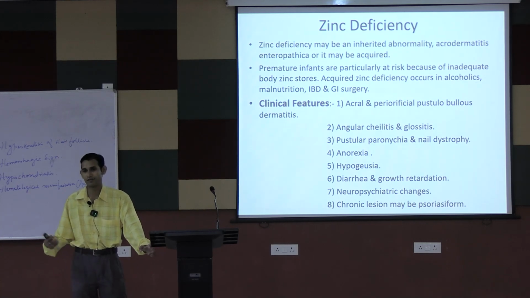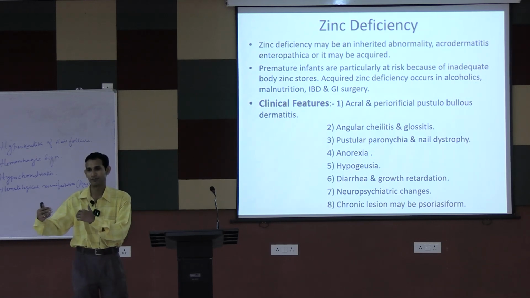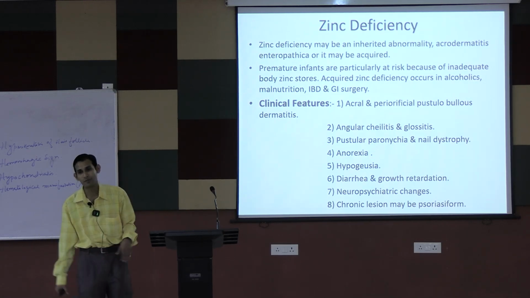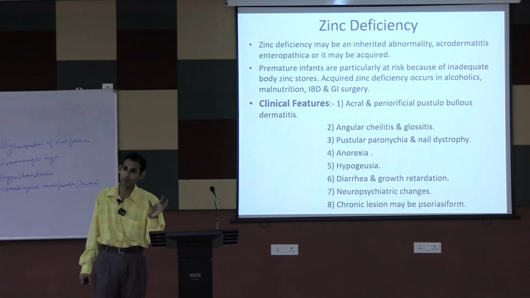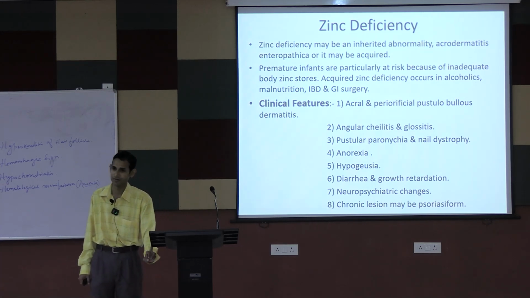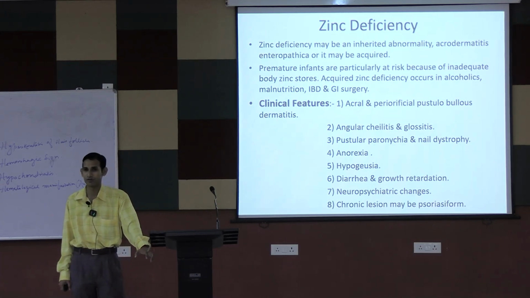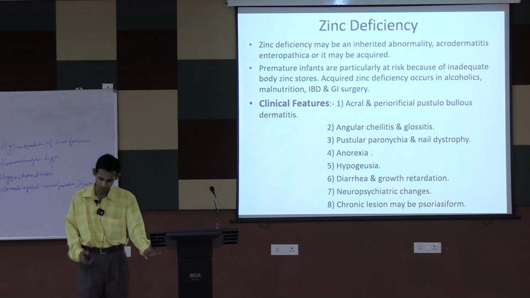And also you can find zinc deficiency during the time of complementary feeding. In the first 6 months there is exclusive breastfeeding, and after that, during weaning, when the requirement is high, there is a high chance of zinc deficiency. So, what is the clinical manifestation of zinc deficiency? How does it present?